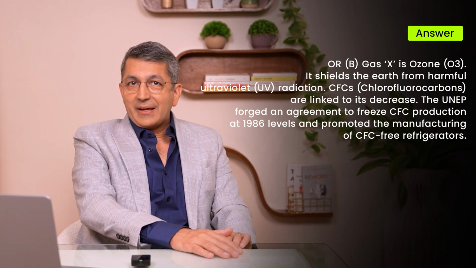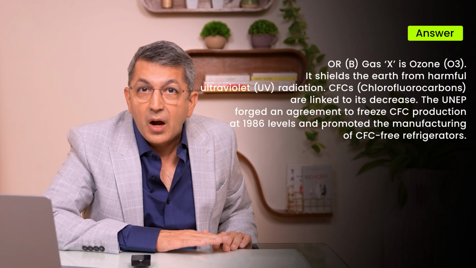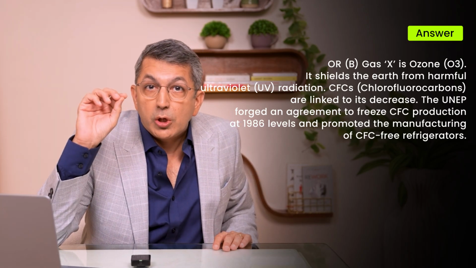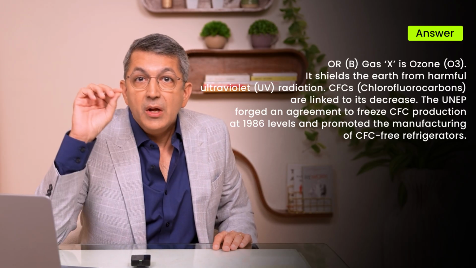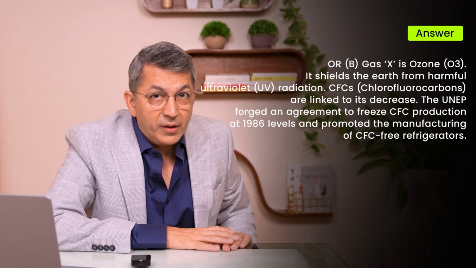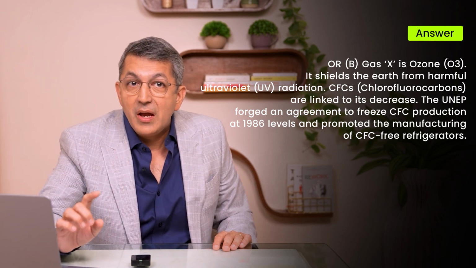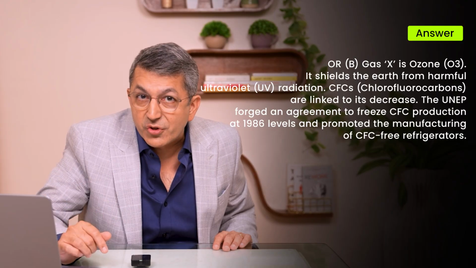B. Gas X is ozone, O3. It shields the earth from harmful ultraviolet radiation, UV. CFCs, chlorofluorocarbons, are linked to its decrease. The UNEP forged an agreement to freeze CFC production at 1986 levels and promoted the manufacturing of CFC-free refrigerators.